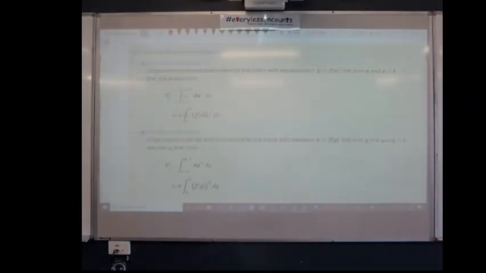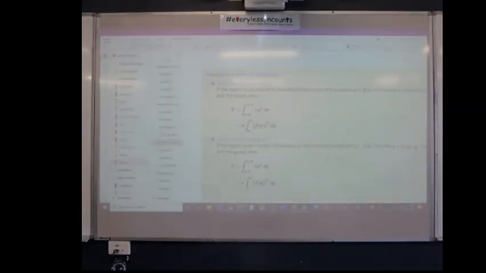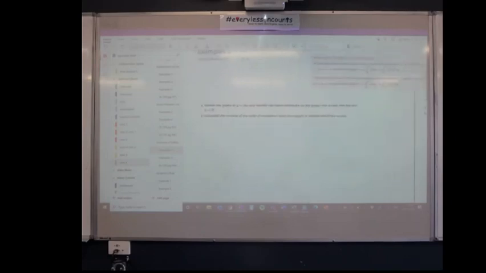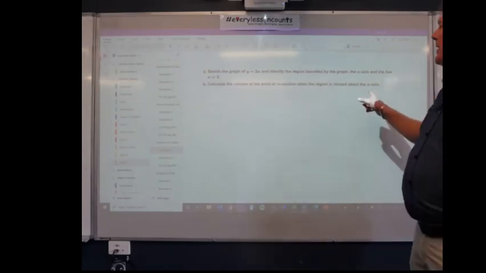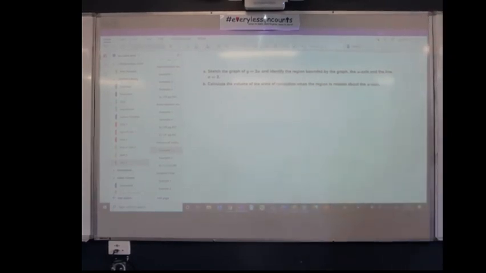So let's have a look at some examples of where this might work. So here's example number 1. I've just got the formula, just a nice easy one. Sketch the graph of y equals 2x. That's about as easy as it gets. And identify the region bounded by the graph, the x-axis and the line x equals 2. And then calculate the volume of the solid of revolution when the region is rotated about the x-axis. So nice, simple example.